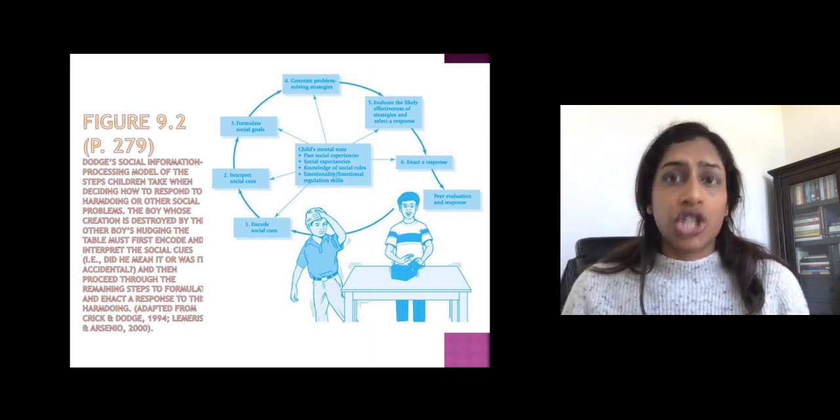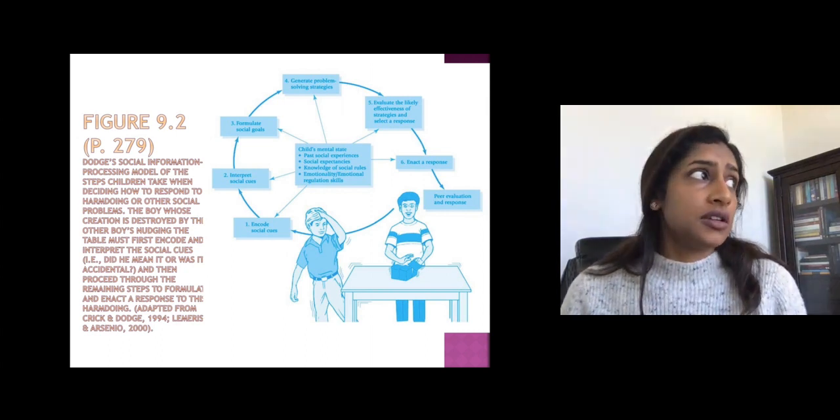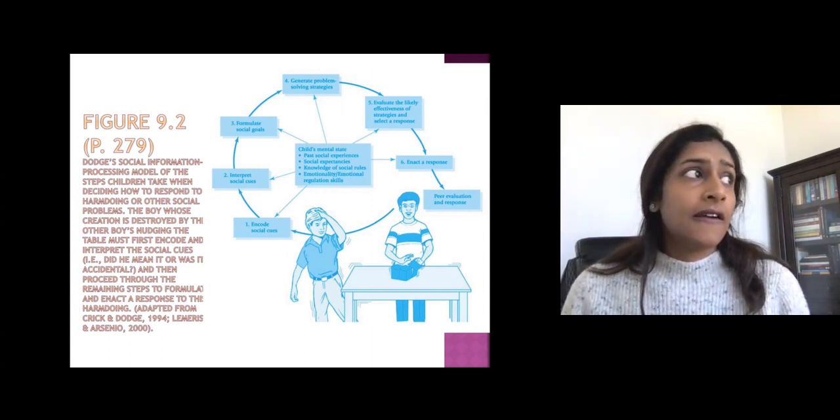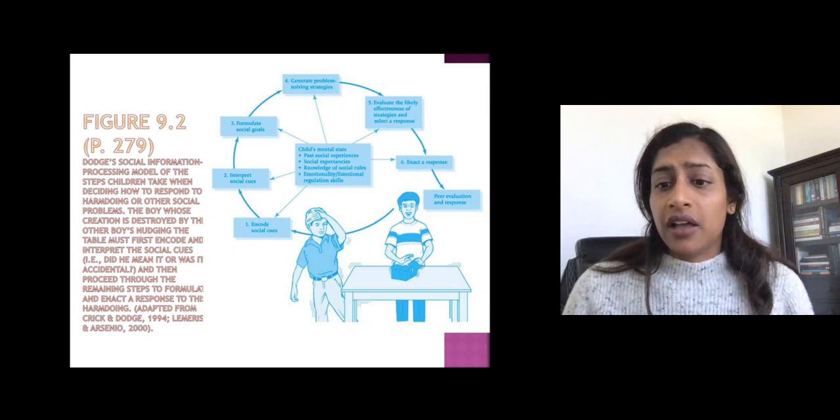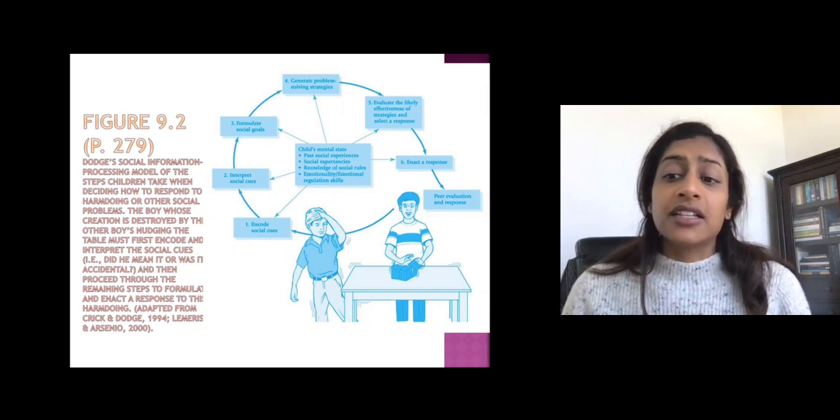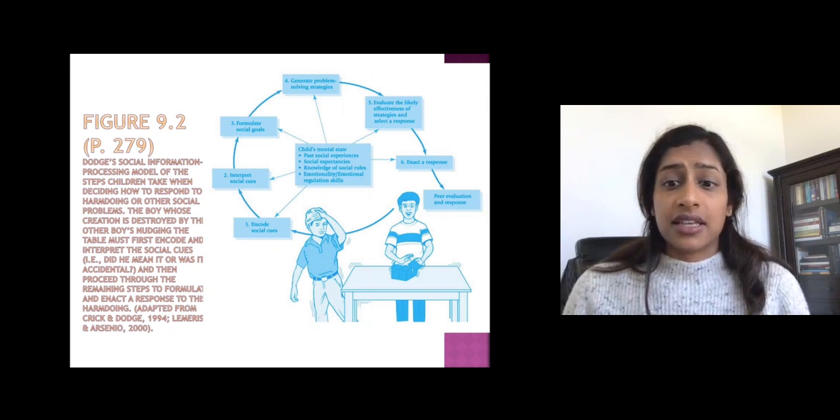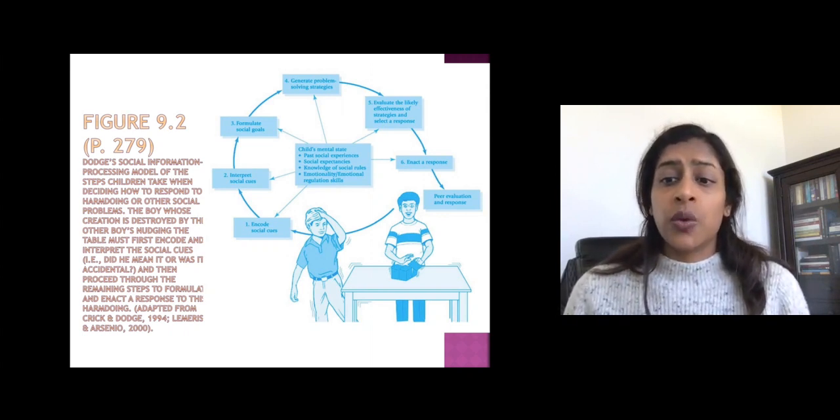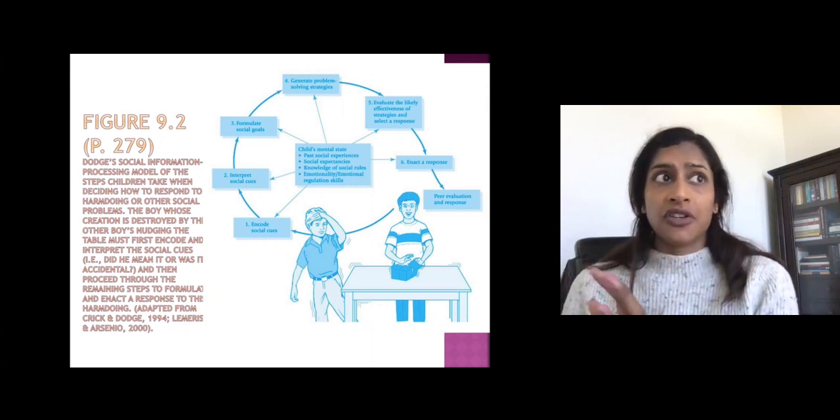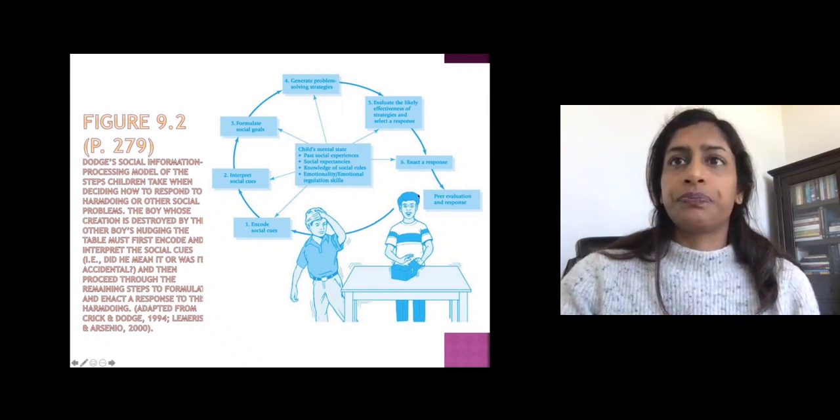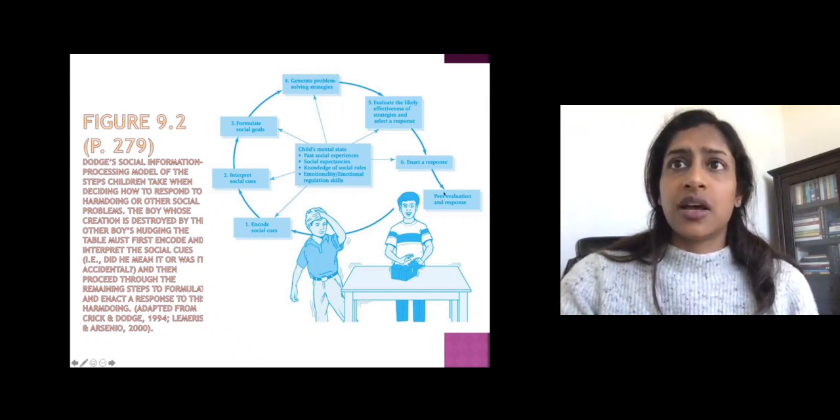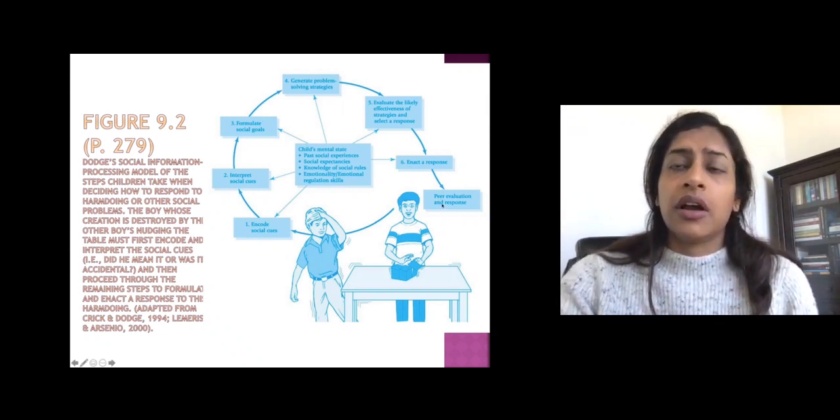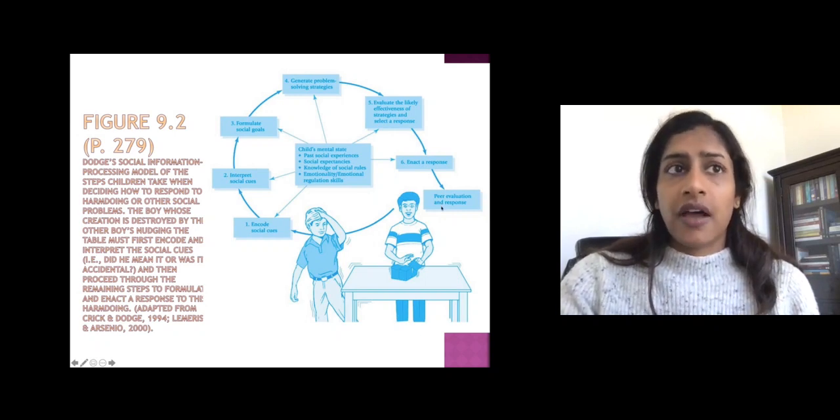Four, we would generate problem-solving strategies. Five, we would evaluate the likely effectiveness of strategies, and then we would select an appropriate response. And then finally, sixth, we enact the response. After that, we get into this piece here, which is that we're looking at how our peer is evaluating that response.